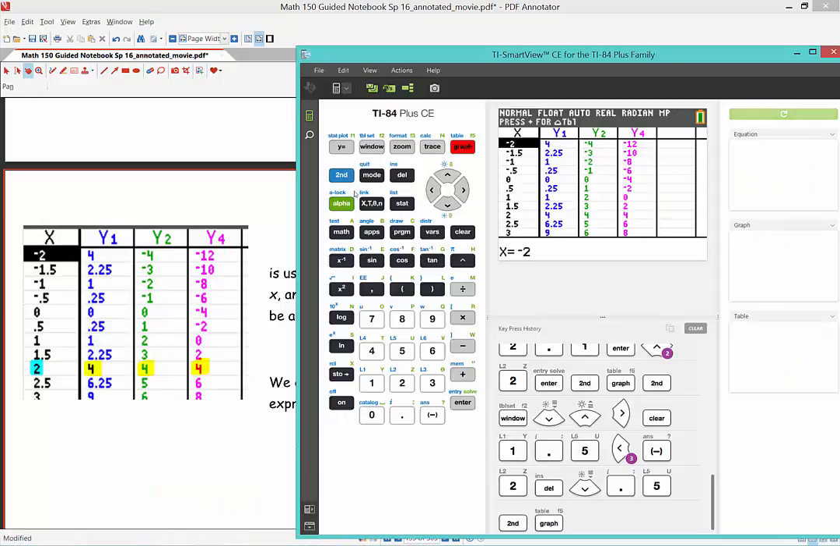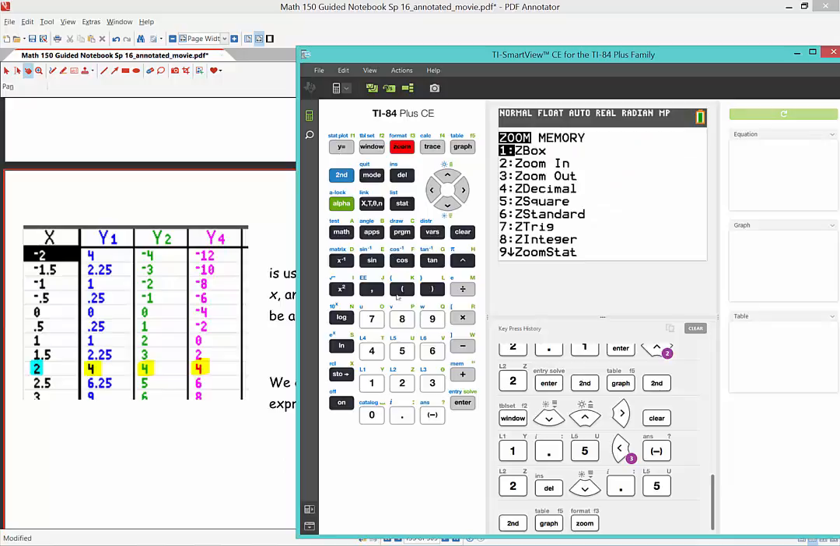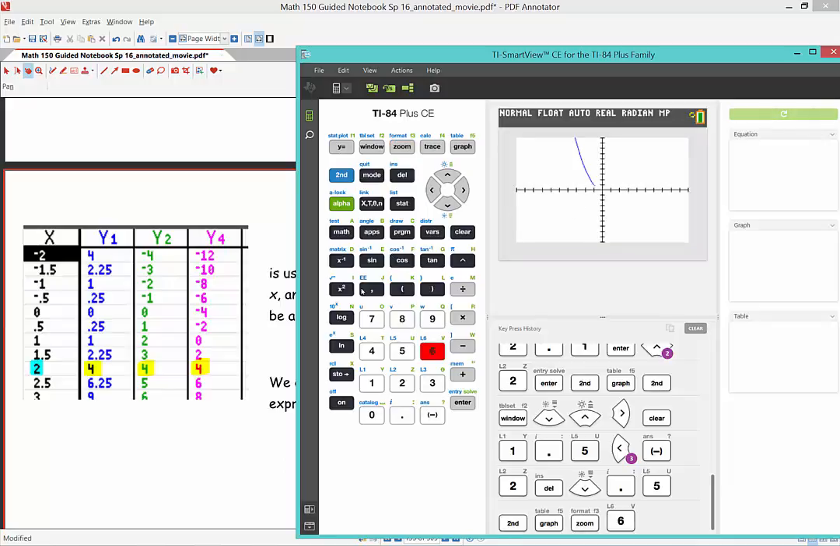All right, so let's go to, I'll just go back to Zoom Standard.